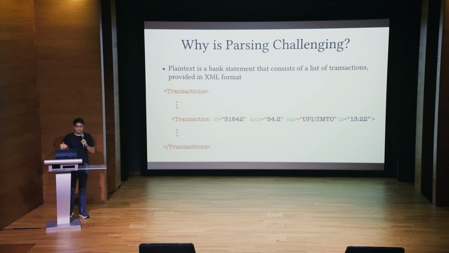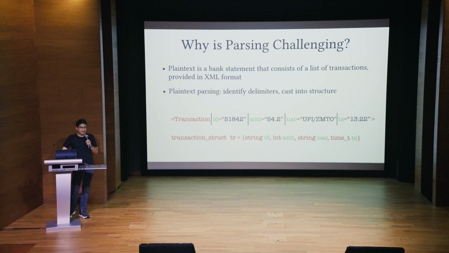Each of the entries in this file follows this sort of format. There's the name of the field, then some sort of identifier, maybe an amount, and then some other narration and so forth, right? How would you parse this in plain text? Basically, you would isolate the delimiters and then read this into some sort of structure.